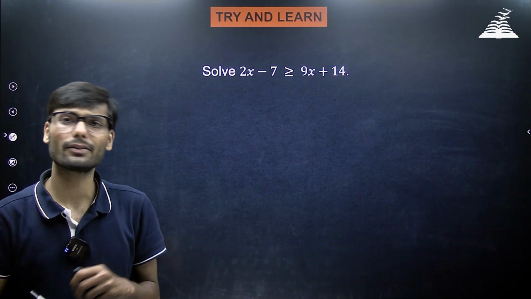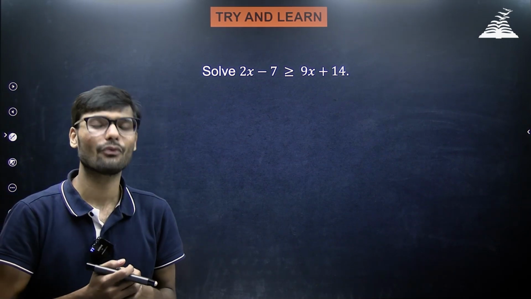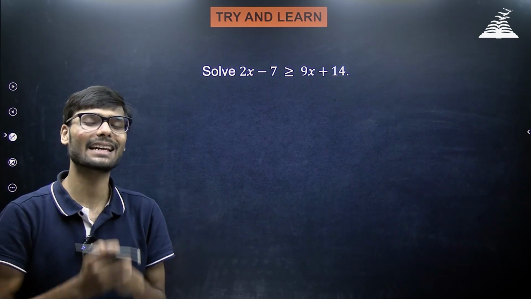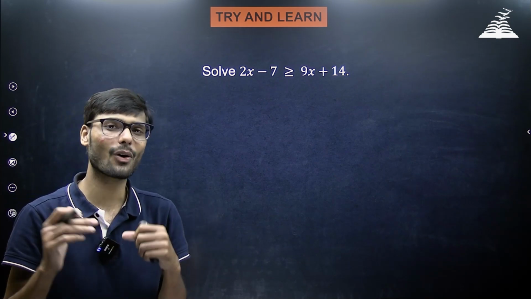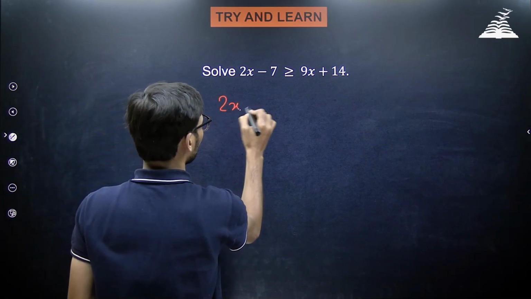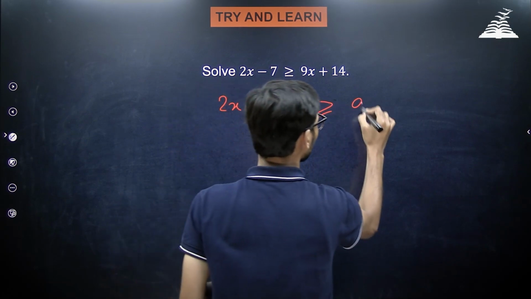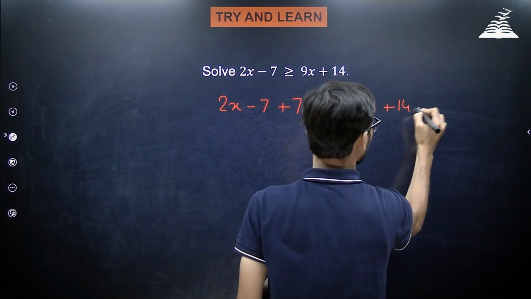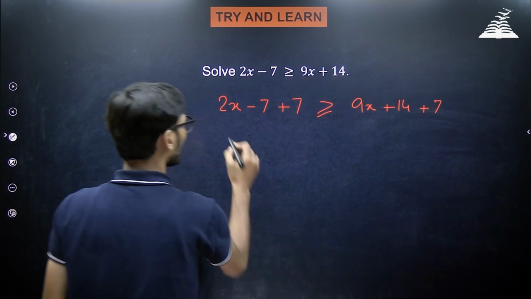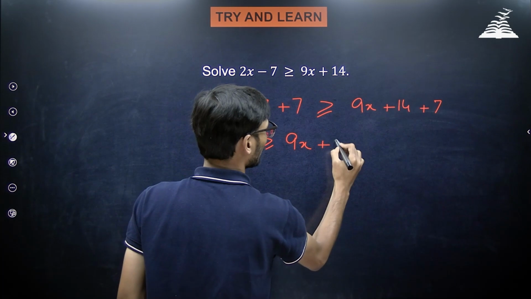Let us say we want to solve 2x minus 7 is greater than or equals to 9x plus 14. We can bring all the variables on one side and all the constants on the other side. How do we do that? Let's add 7 to both the sides. So we get this greater than or equals to 9x plus 14 plus 7, right? What do we get? On this side 2x, on the other side 9x plus 21.